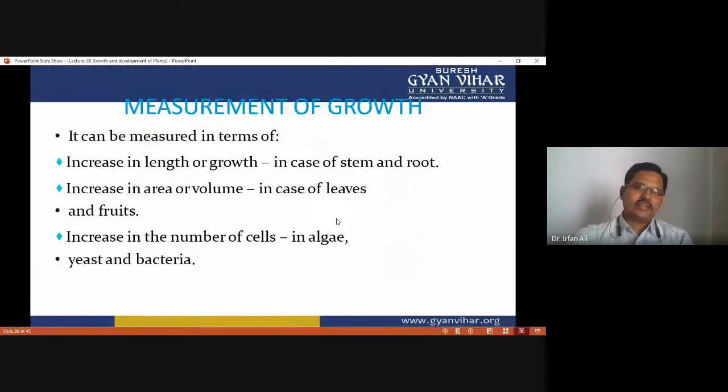Now, how can we measure the growth? So, as we have to discuss, in the case of stem or root, we need measurement of the length of the stem or roots. And in the case of leaves and fruits, we have to determine area or volume. For that, we have to analyze whether growth of leaves or fruit is there or not, and the increase in the number of cells in the case of microorganisms.